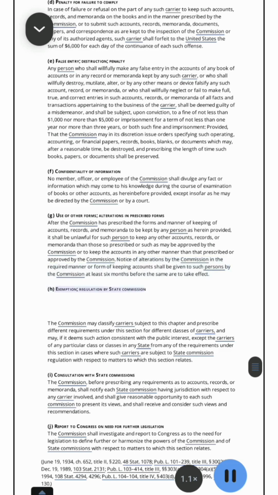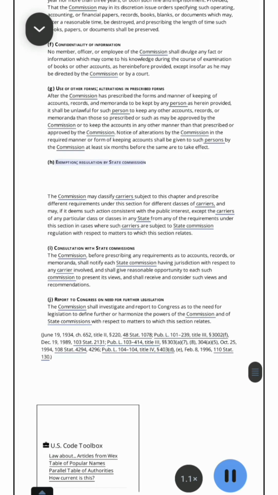H. Exemption. Regulation by State Commission. The Commission may classify carriers subject to this chapter and prescribe different requirements under this section for different classes of carriers, and may, if it deems such action consistent with the public interest, except the carriers of any particular class or classes in any state from any of the requirements under this section in cases where such carriers are subject to State Commission regulation with respect to matters to which this section relates.